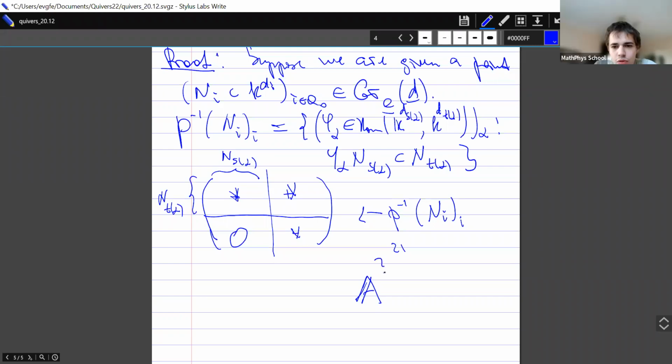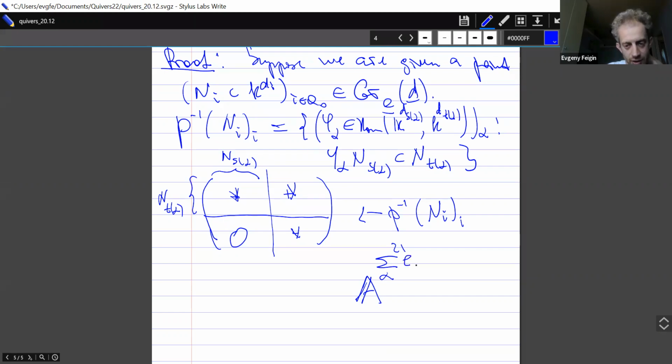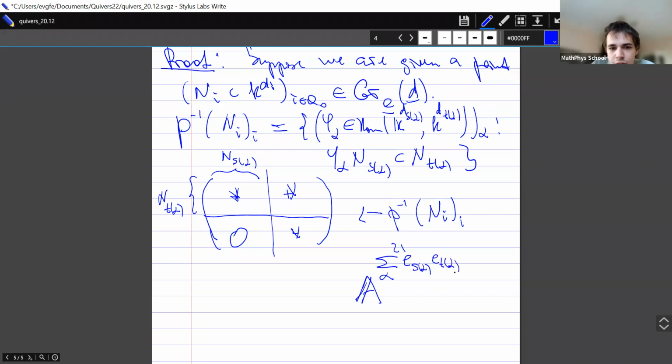So okay, we should sum over all edges. We have two terms in each summand. The first is the dimension of Nt of alpha, which is E in our multiplied notation, by just E, e_s of alpha, and we multiply it by e_t of alpha. Then we have e_s of alpha, but multiplied by d_t of alpha.